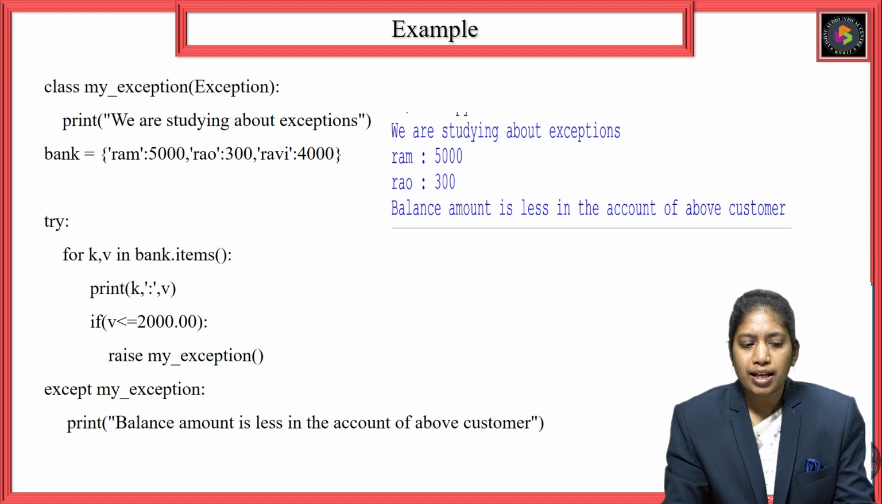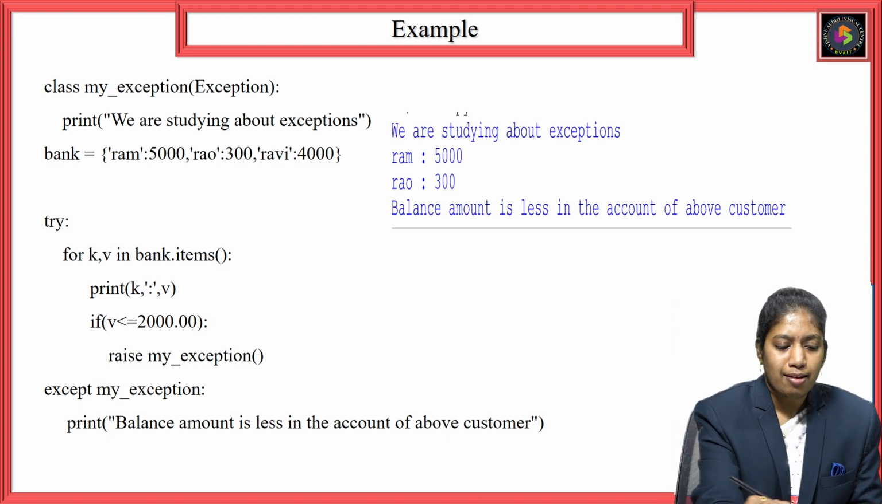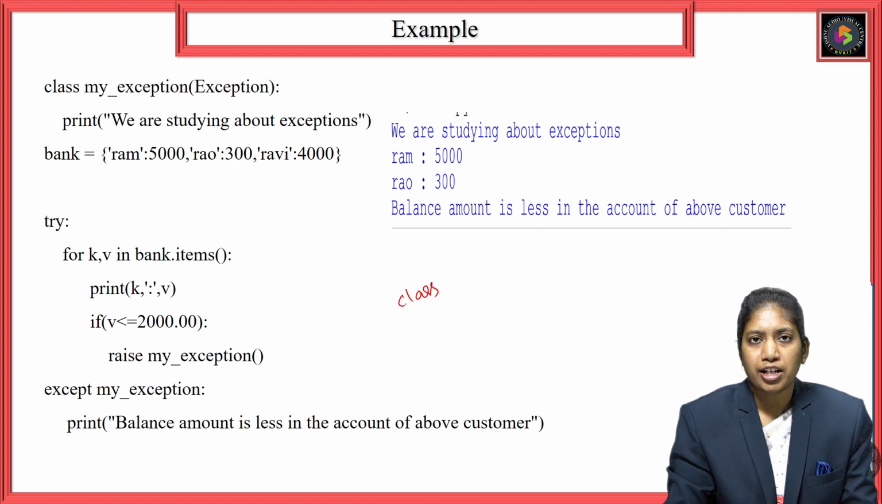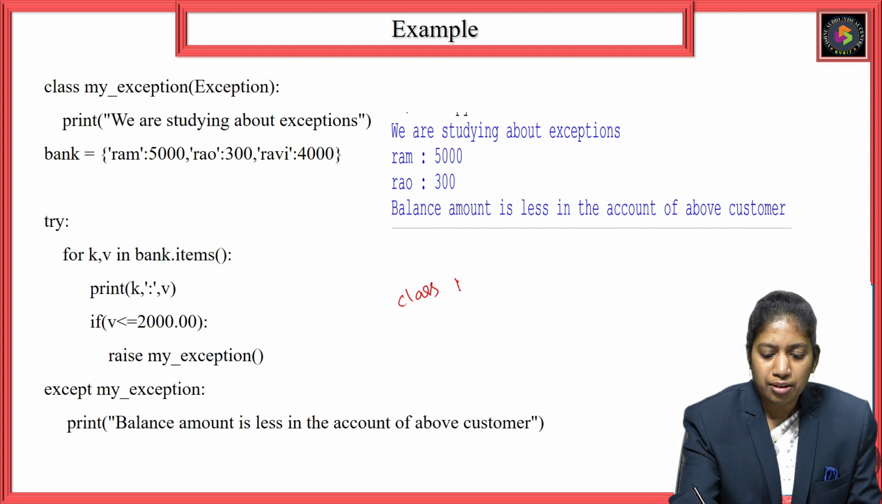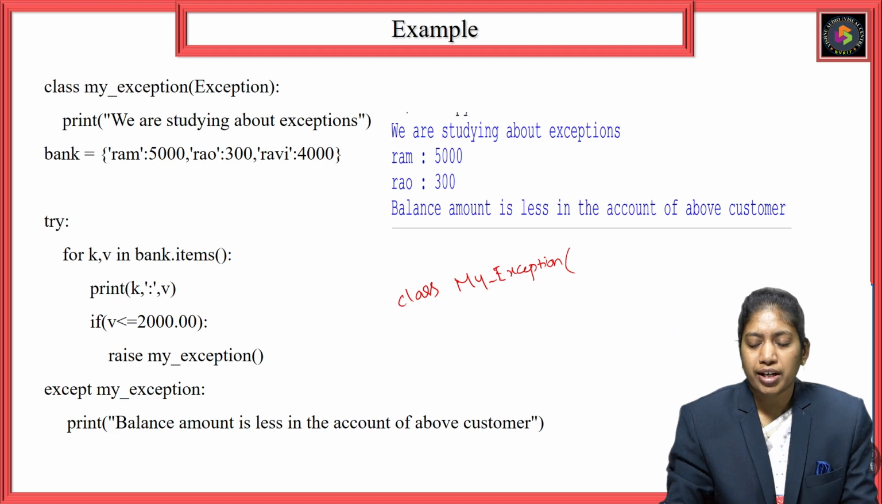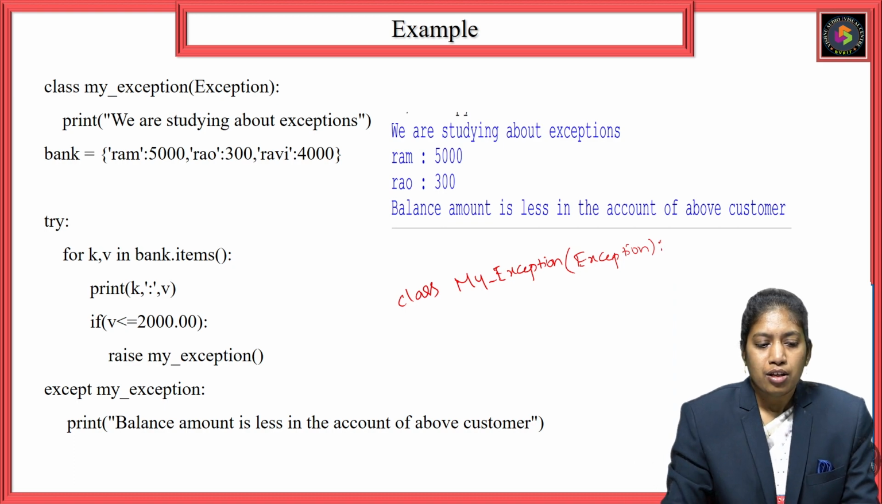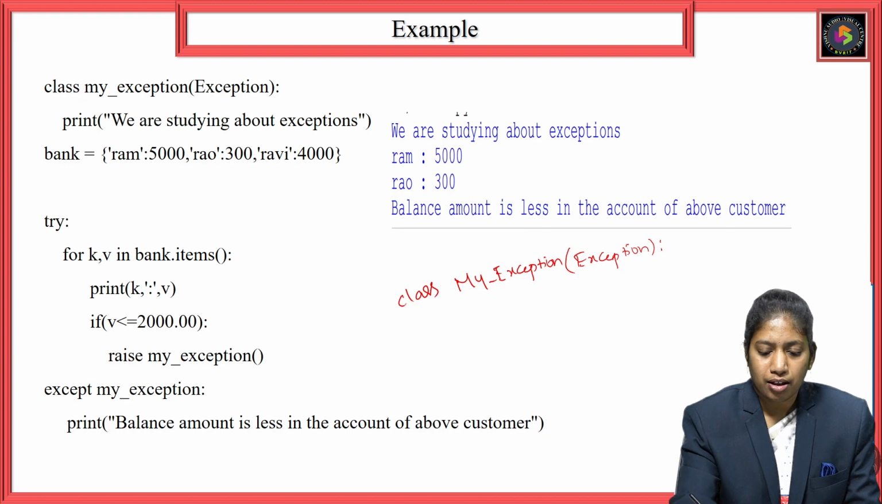So here is another example. Here on the class starting, user defined exceptions were created by using a class. So I have written my exception, and every user defined exception must be derived from the base class, that is exception. Okay. So here something I have printed, we are discussing about exceptions.